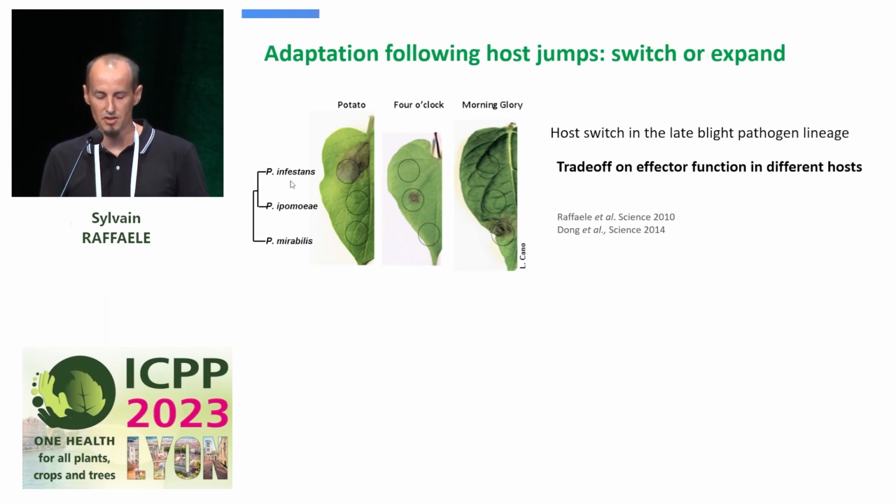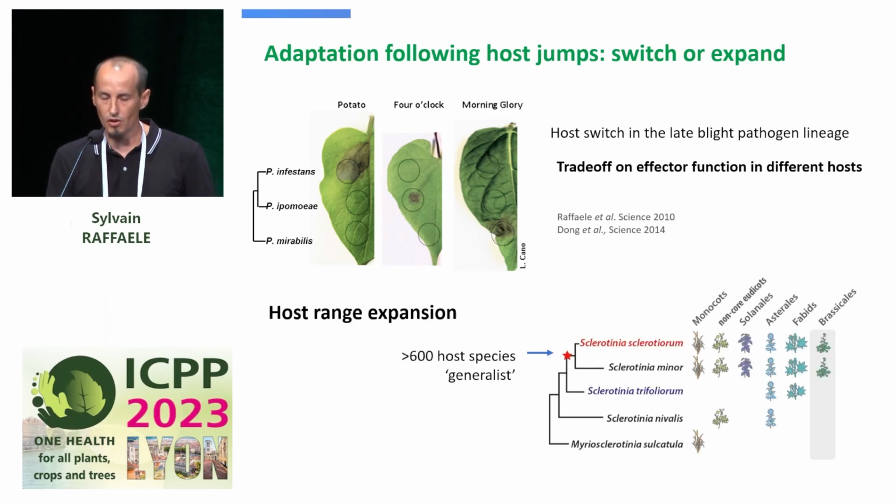This is the case, for instance, in the late blight pathogen. You have here different related Phytophthora species that specifically infect different botanical families. And this is, at least in part, because there are trade-offs in the activity of some effectors on the different hosts. But there are also different situations where the host range is expanding, meaning that you don't get this kind of trade-off. You actually have an increase in the number of species that the pathogen can infect.